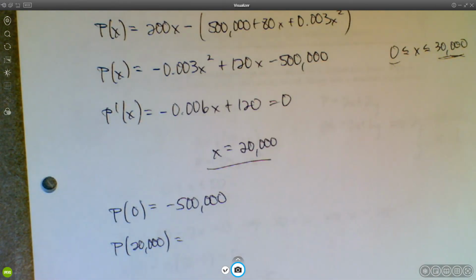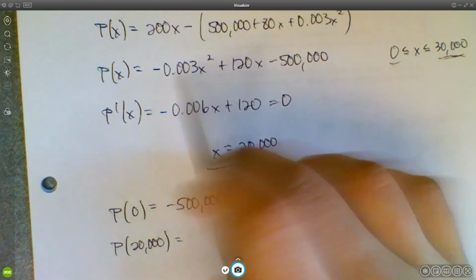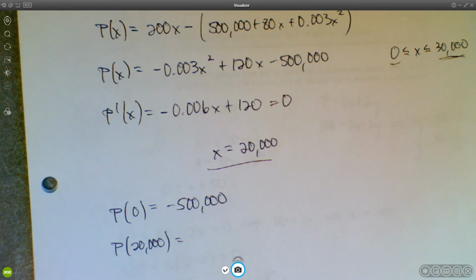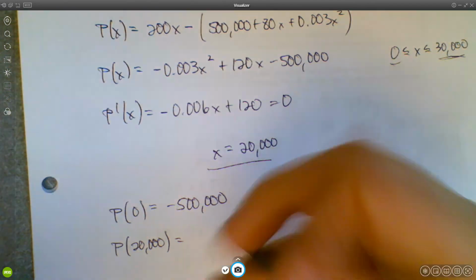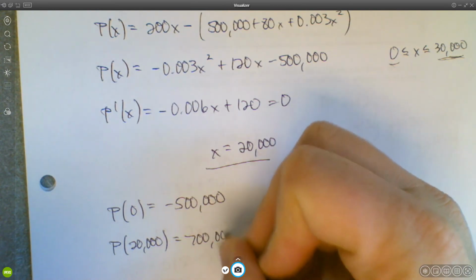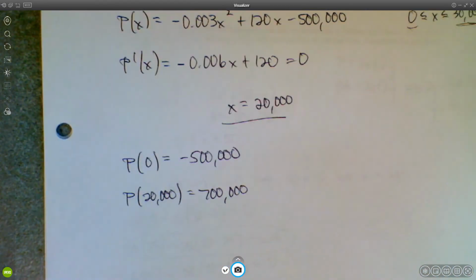This would be 200 times 20,000 minus 500,000. Oh, I don't know why I'm trying to plug it in here. Let me plug it in here. So this would be negative 0.003 times 20,000 squared plus 120 times 20,000 minus 500,000. Okay, that's 700,000. That comes out to $700,000.